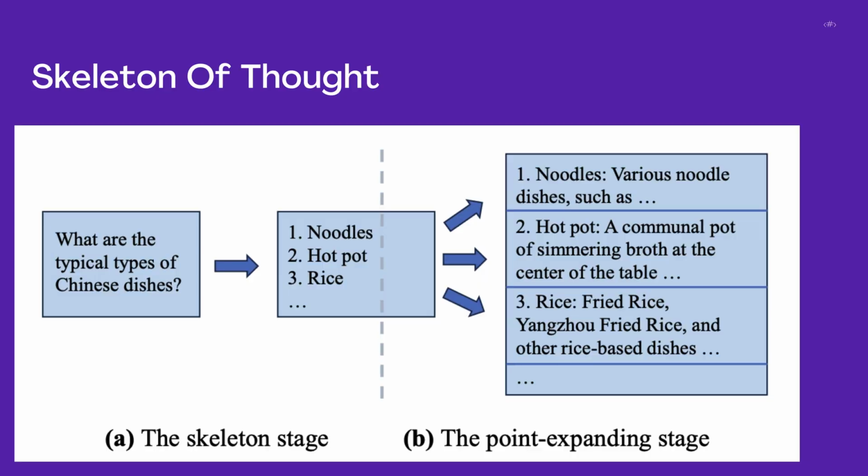At number 10, I'll say skeleton of thought. The idea here is that there is a skeleton stage. When you ask a question to ChatGPT, it actually identifies certain keywords in the response. In this case, let's say the question is, what are the typical types of Chinese dishes? It generated the whole list for you: noodles, hot pot, rice, and whatever. And then in the point expanding stage, it takes all the skeleton that it has generated and adds context to it to make it more verbose and more readable.